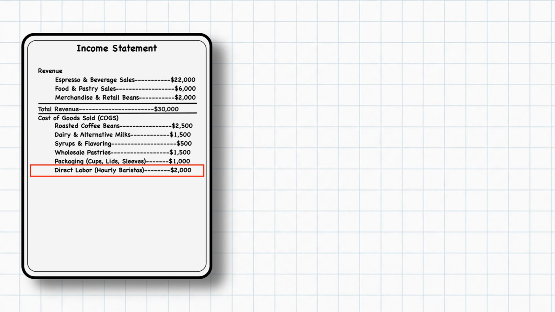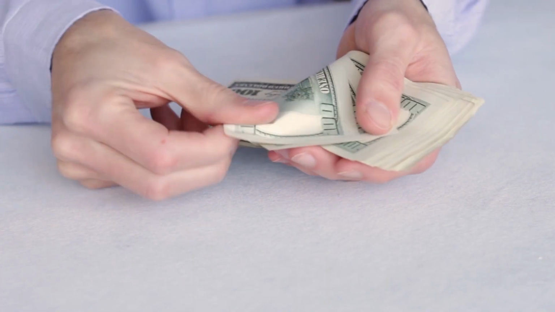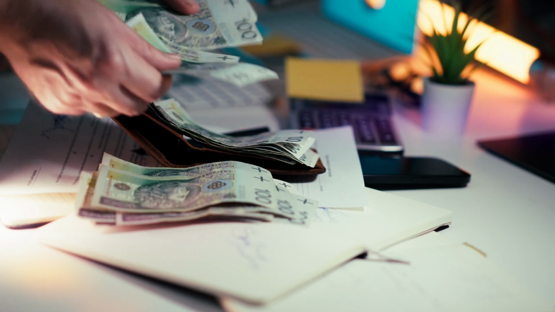Let's say all of these raw materials and direct labor costs total $9,000. Subtract that $9,000 from your $30,000 in revenue, and you are left with $21,000. This is your gross profit. It proves that your core product makes money, but we still have a lot of bills to pay.